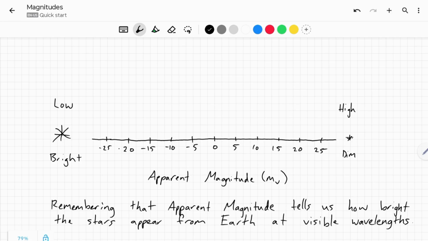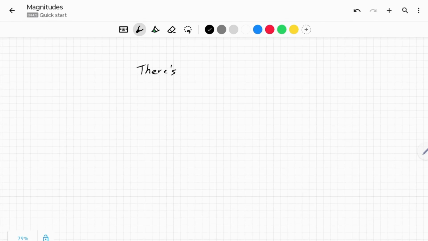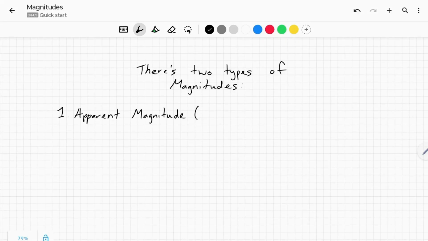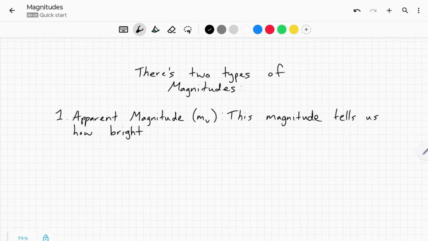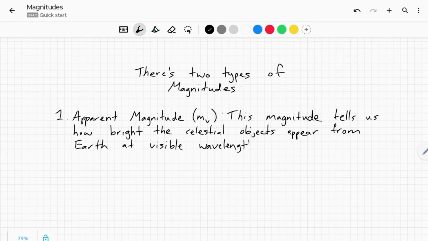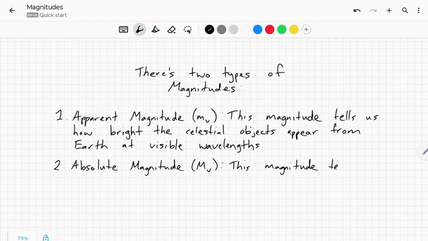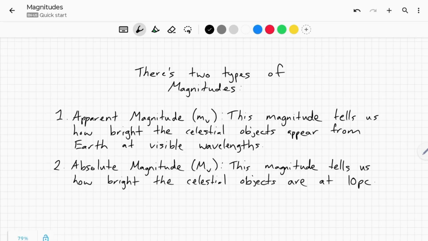Which does bring me to my next point. There's two types of magnitudes you should know. One, apparent magnitude, represented by lowercase m subscript v. This magnitude tells us how bright the celestial objects appear from Earth at visible wavelengths. And two, absolute magnitude, represented by capital M and the subscript v. This magnitude tells us how bright the celestial objects are at 10 parsecs.